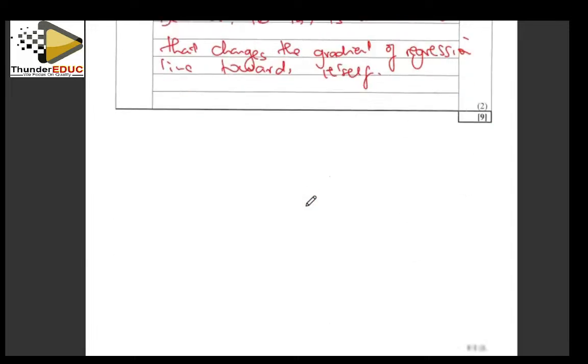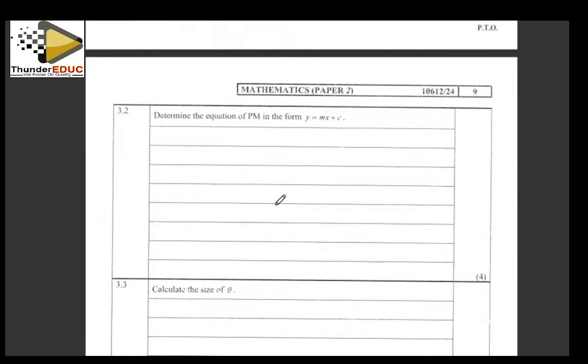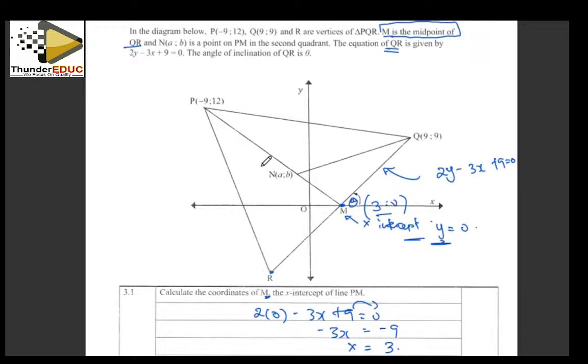Okay, we move on to the next question. So remember, we say this is (3, 0). Next, they're asking us to determine the equation of PM. So we have this point M, and then we have this as well, so we can find the gradient. The gradient of PM will be change in y over change in x, which is 12 minus 0 over negative 9 minus 3. So it's 12 over negative 12, which must give us negative 1.